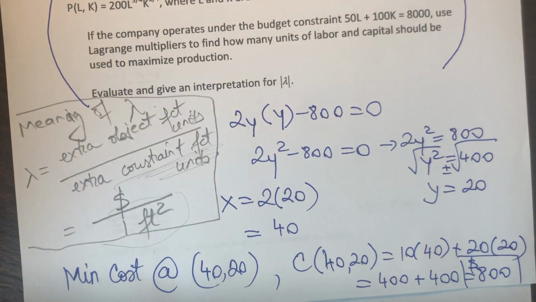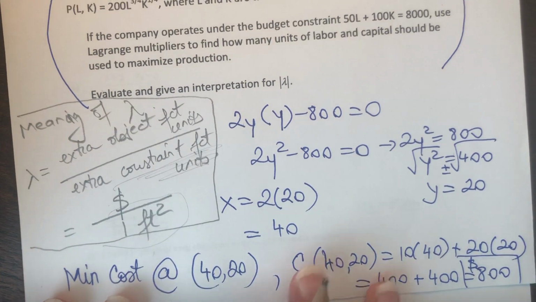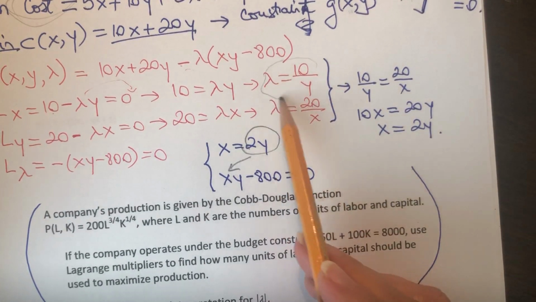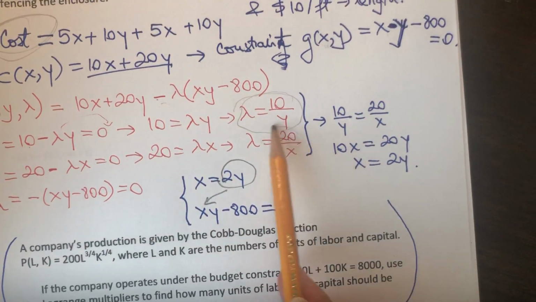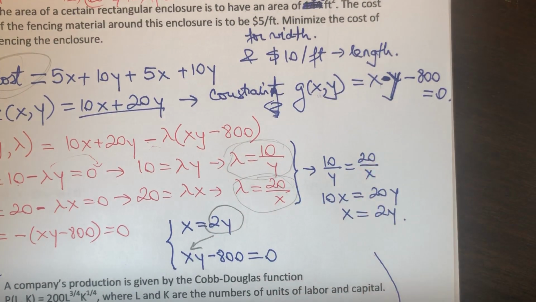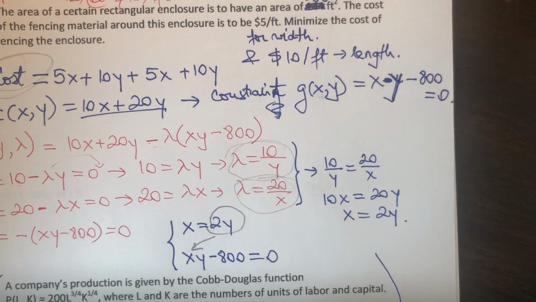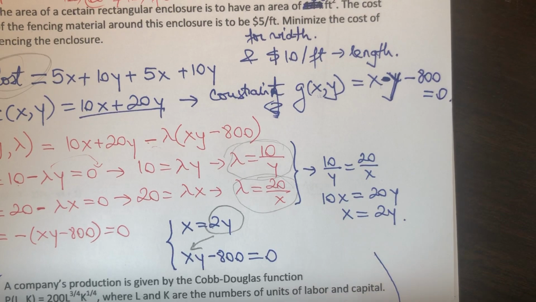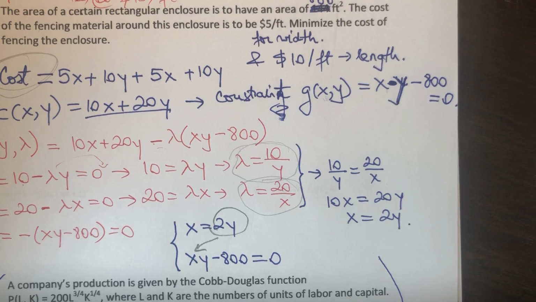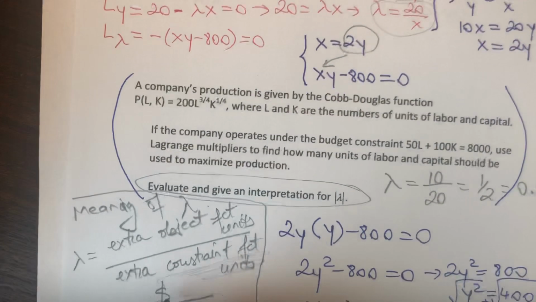So we haven't found lambda yet, so let's go back to find lambda. Where is your lambda? Here it is. Lambda is equal to 10 divided by y, or 20 divided by x. So for us, our lambda is 10 divided by y, which y is 20, yes? Or 20 divided by 40 is the same thing. So it's a half or 0.5.